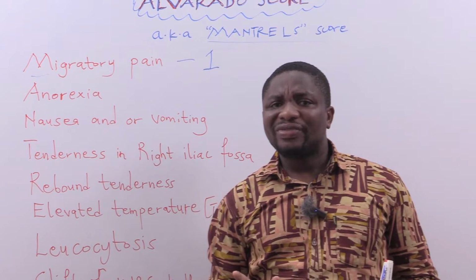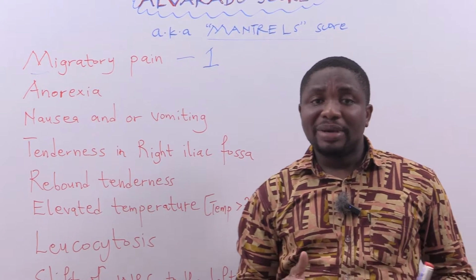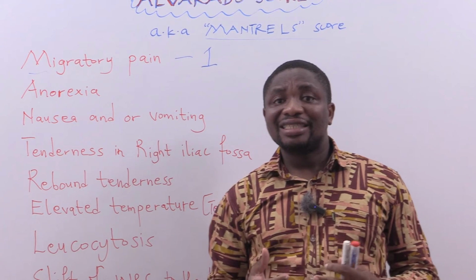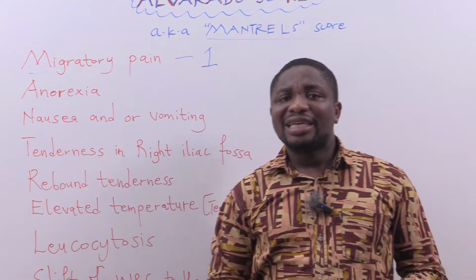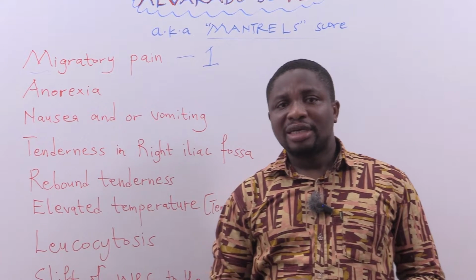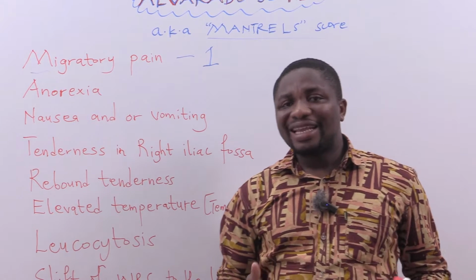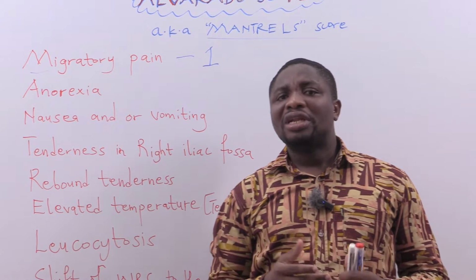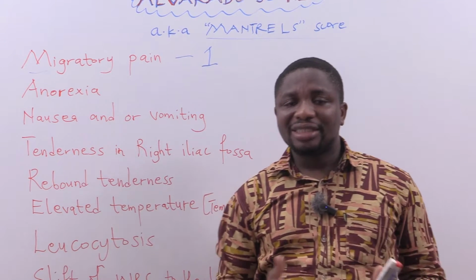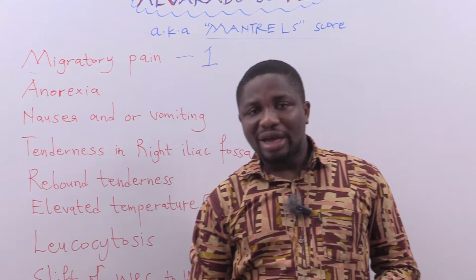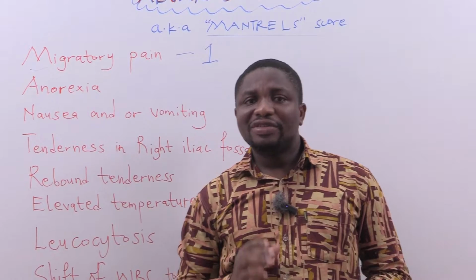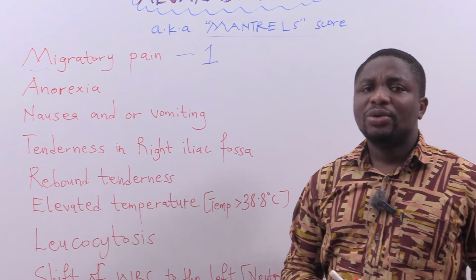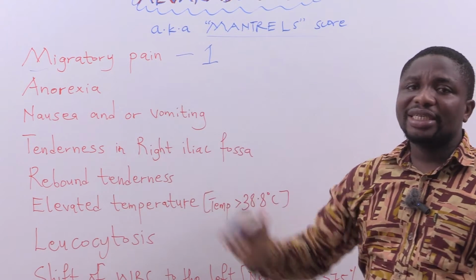That doesn't rule out the fact that in acute appendicitis, the pain can start right from the right iliac fossa. That tells you that the pain does not always start from the periumbilical region, or within the center of the abdomen. Alright, so if the migratory pain is present, we'll give a score of 1, as I already indicated.